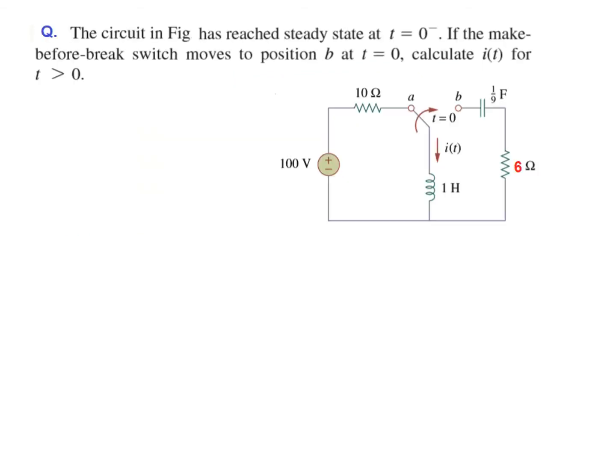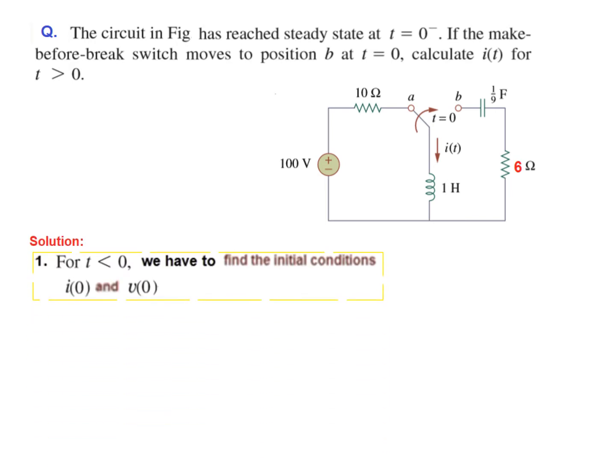So let's take the first question. This is the same question we did in the previous video with only one change. The value of resistance is now changed to 6 ohm. Let's see what will be its effect. So we'll follow these same steps.